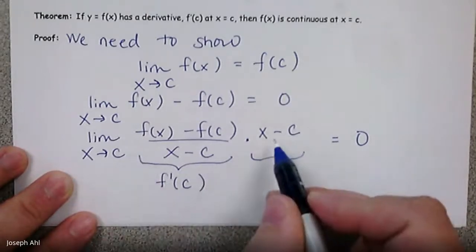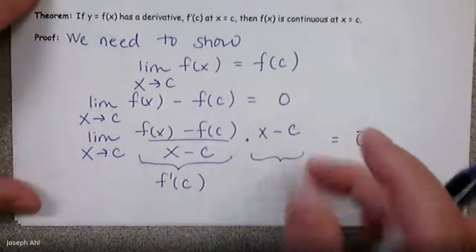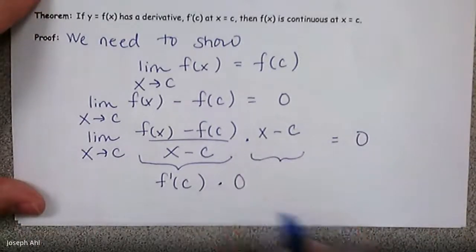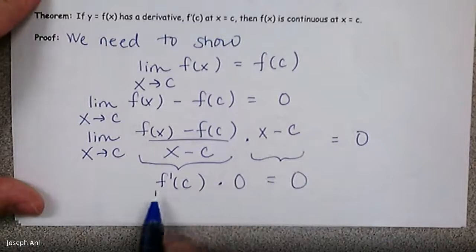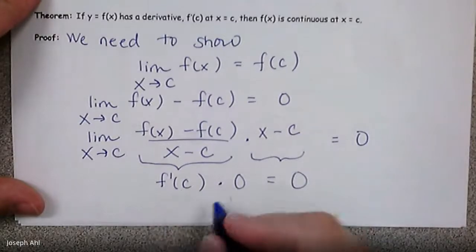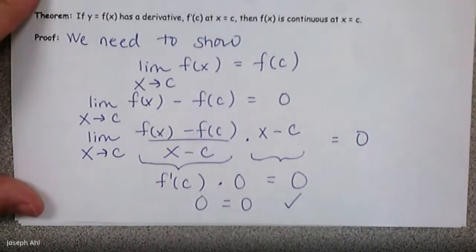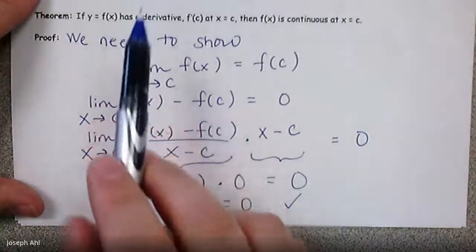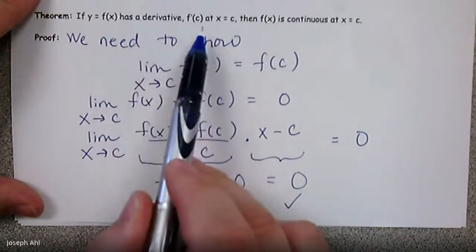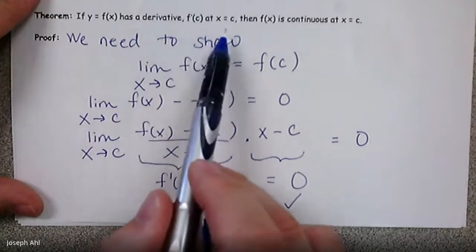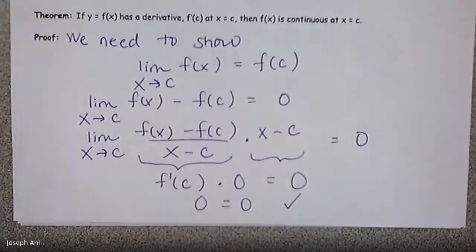What's the limit as x approaches c for x minus c? That's going to be c minus c, which is 0. So I get the derivative at c times 0, which of course has to be 0, and we're pretty pleased with that. So that's a quick little proof here using that alternate definition to show that if a function has a derivative, f prime of c at x equals c, then we must be continuous there.